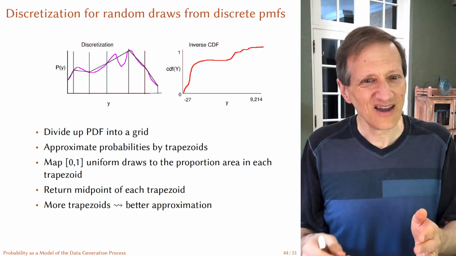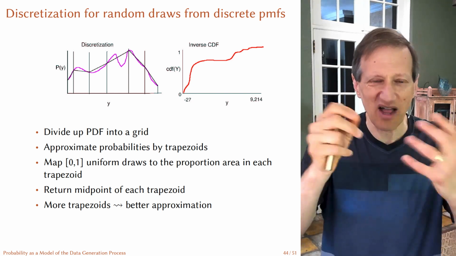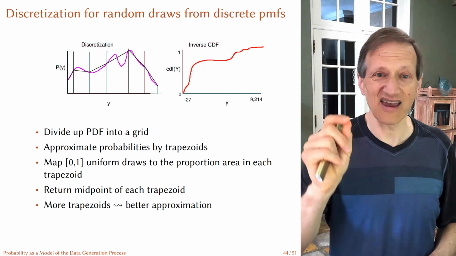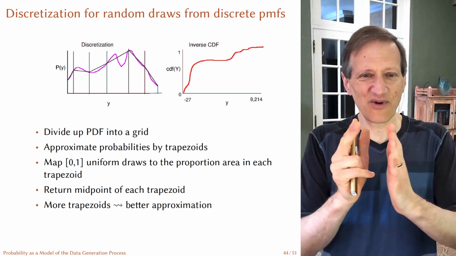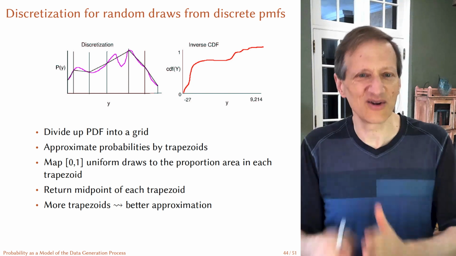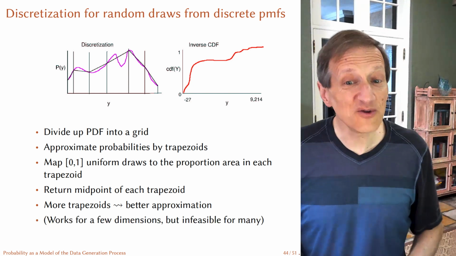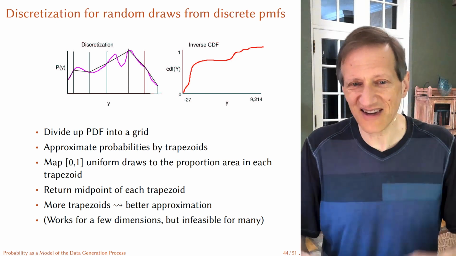But the cool thing is, you can just write this when you write the code. You just say, well, how many trapezoids should there be? Instead of saying 6, just say k, and then increase k to a very large number, and it makes the approximation better and better and better. And so that's one way of doing it. This works for a few dimensions. It's infeasible if you have 20 variables, but it gives you one way of doing it.